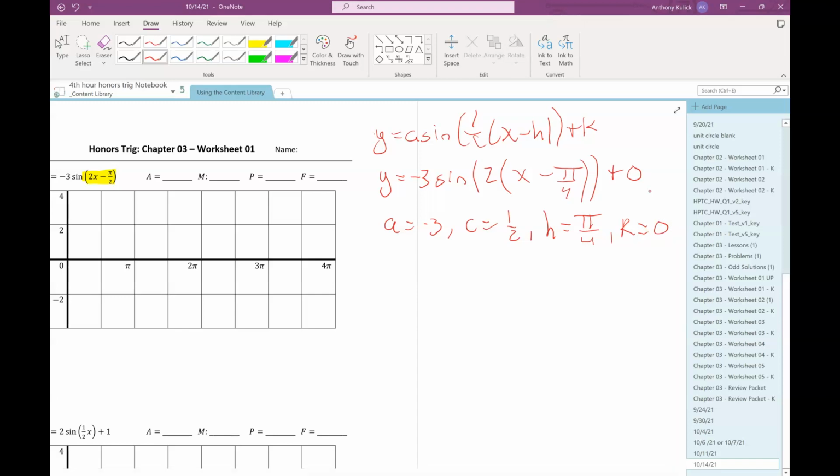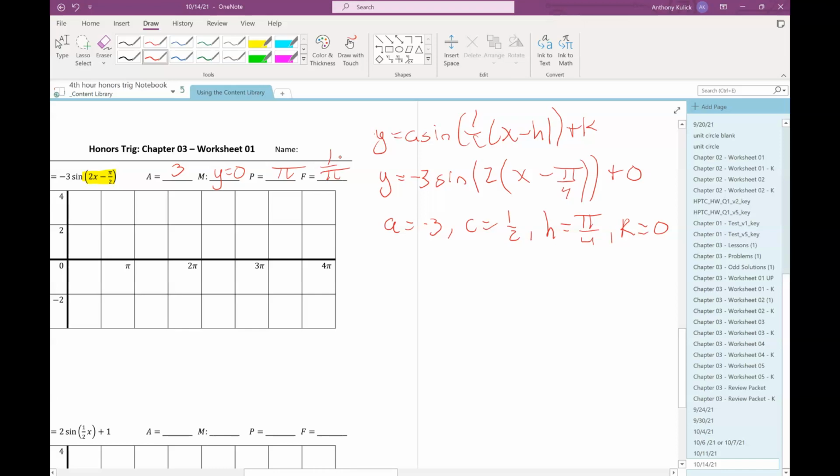Kate. Of course, yes, no problem. So far, so good. Okay, the amplitude is the absolute value of A. Absolute value of negative 3 is 3. Midline is y equals k. The k is 0, so I have y equals 0. The period is 2 pi times the absolute value of c. C is 1/2, so 2 pi times a half is pi. The frequency is the reciprocal of the period, so 1 over pi.